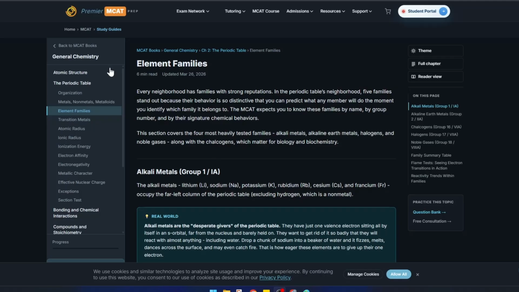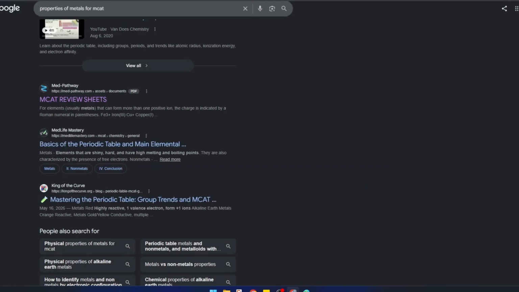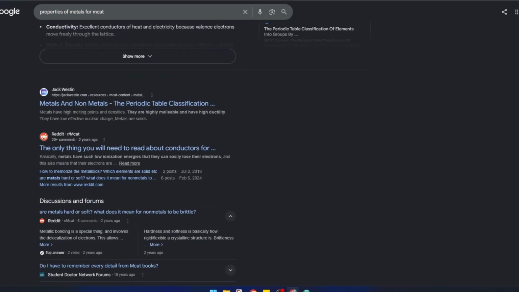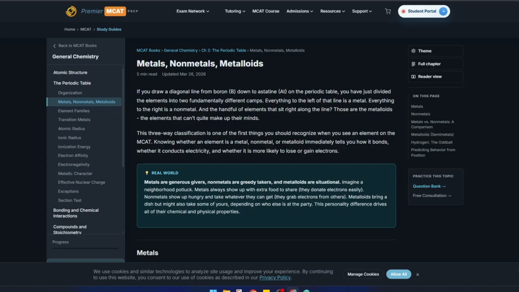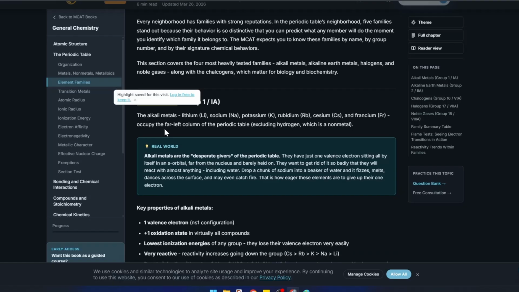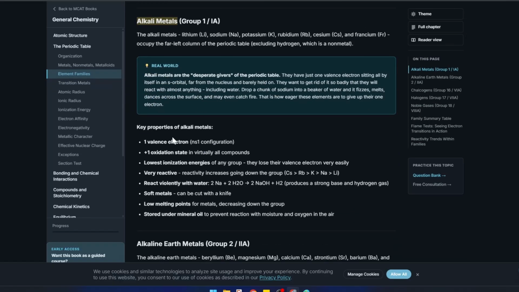So I found this website. It's good to search up, like, this is not sponsored by me or anything, but basically whenever you do research, you can find what you're looking for. So I was at properties of metals for the MCAT, and I just found this resource that you could use here. And if you click element families, you can go through alkali metals. Whoa, it has highlighting for the site apparently, so you could do that. So read through what the key properties are for it.